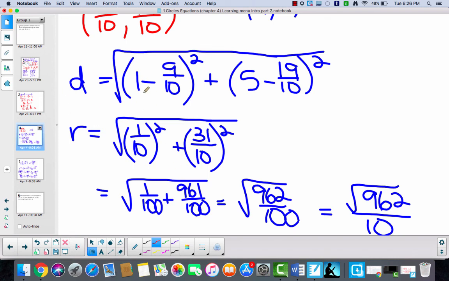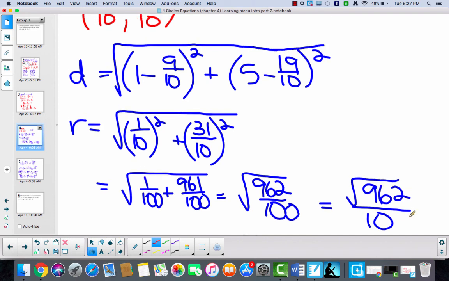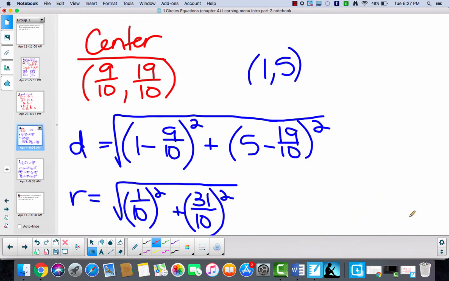1 minus 9/10 is 1/10. 5 minus 19/10 is 50/10 minus 19/10, which is 31/10, and then I'm going to square each of those things. Squaring 1/10, I get 1/100, and squaring 31/10, I get 961 over 100. Combining those things, I get 962 over 100, or if I simplify the denominator, I get the square root of 962 over 10. So now I have the radius and the center.